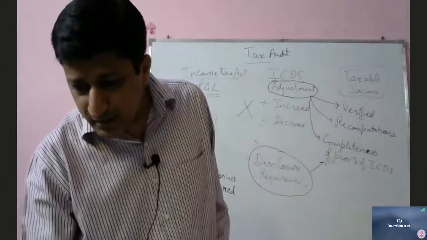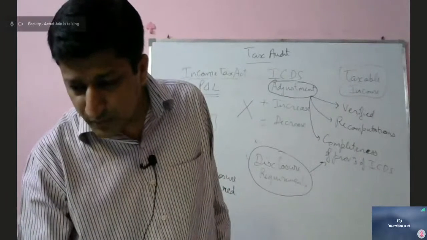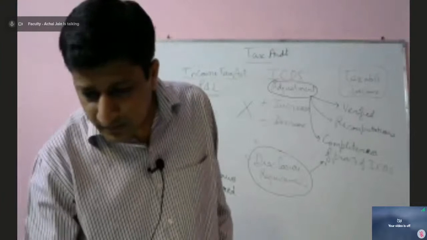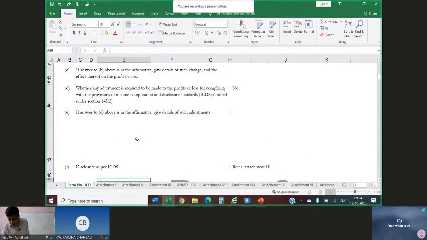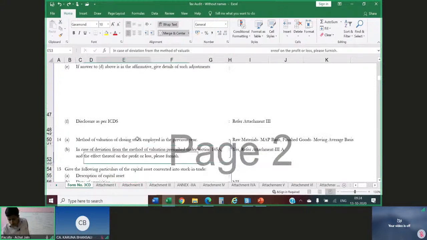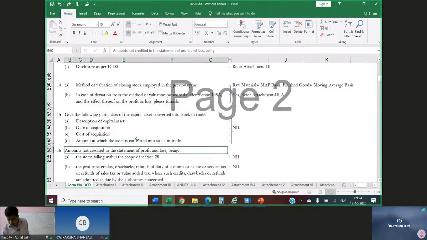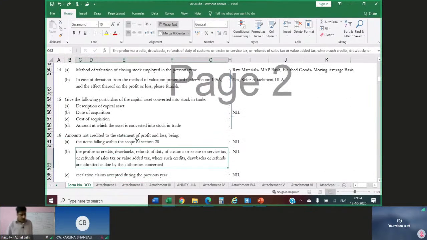So then let's move back to Form number 3CD. And now we'll move on to the next clause. Okay, Aditi also has some point. Okay, Aditi has the same response. Aditi is saying, no, sir, the disclosures are compulsory even if there are no adjustments. That's correct.